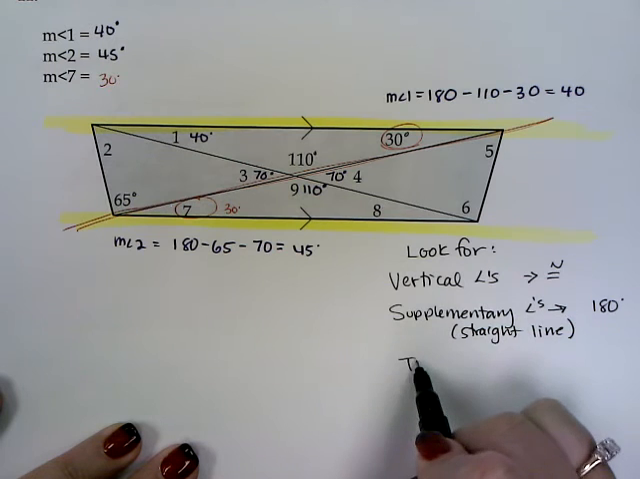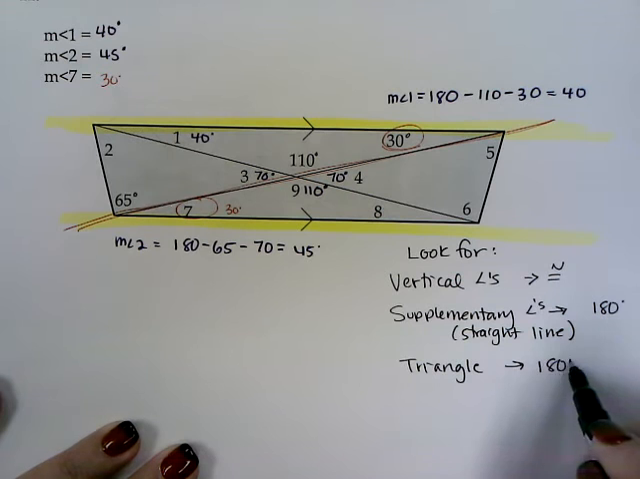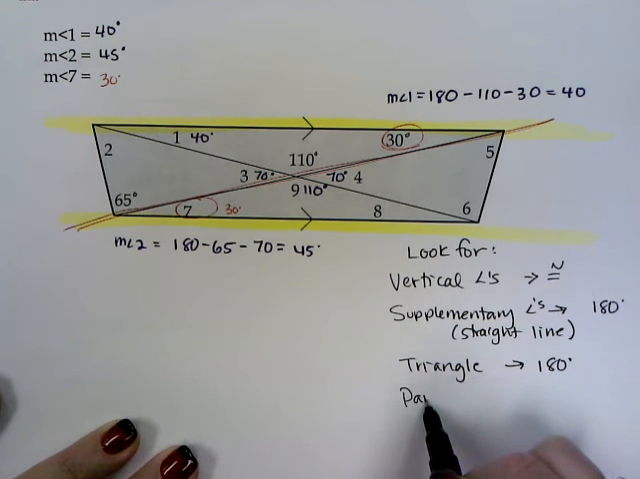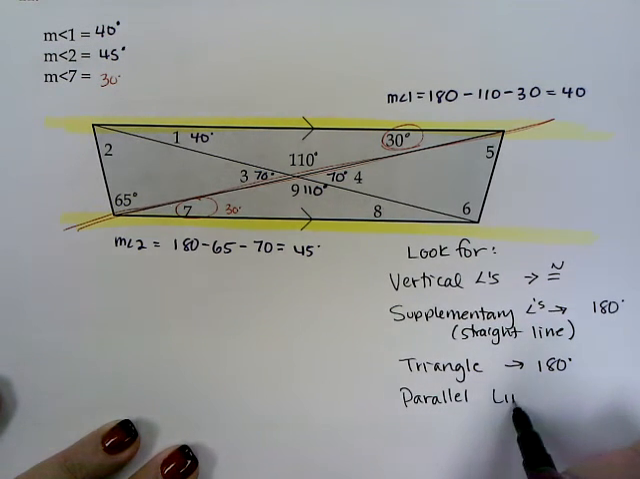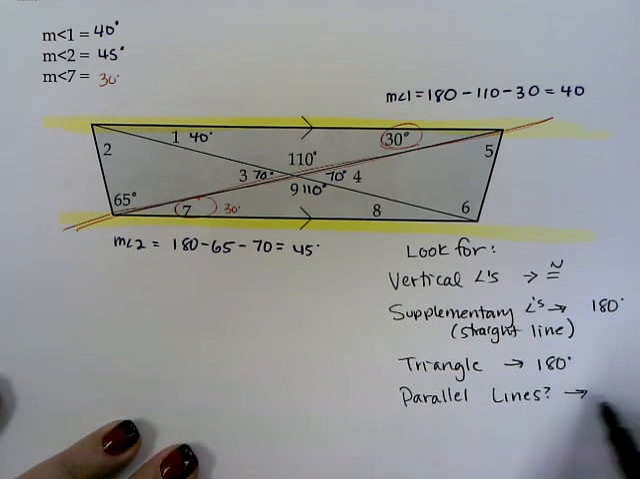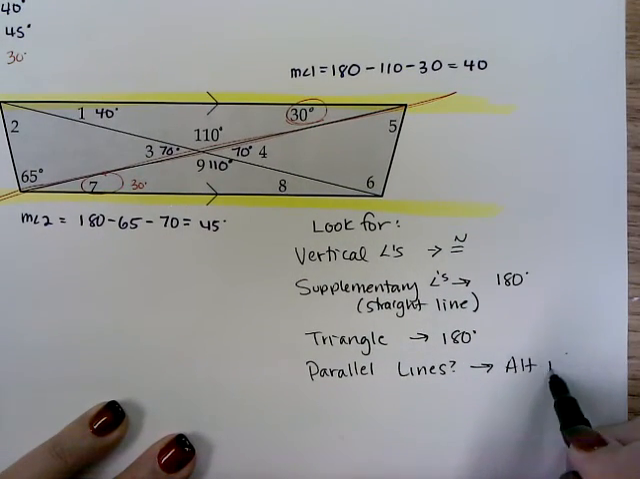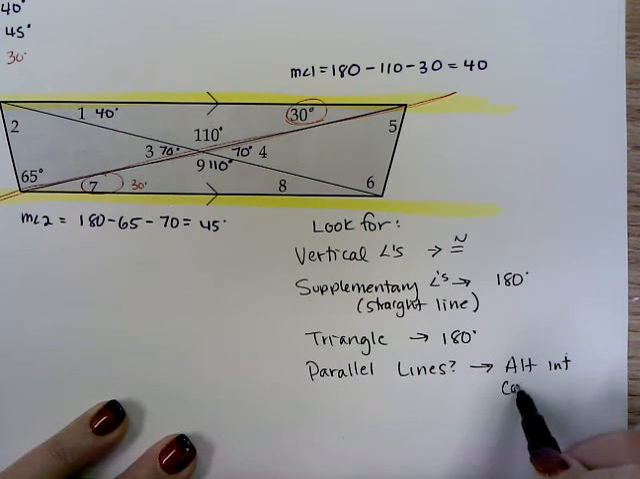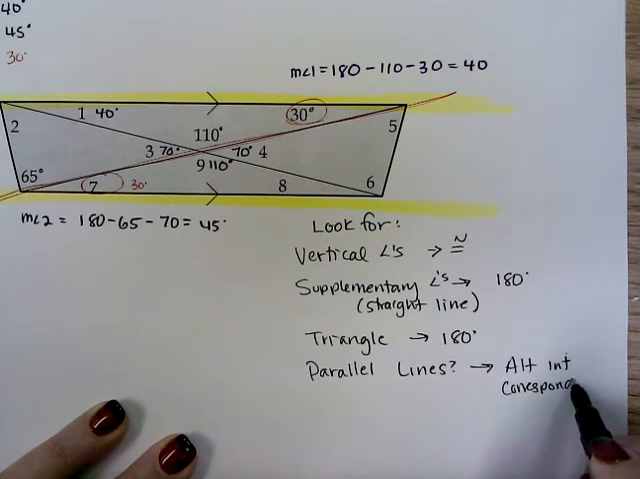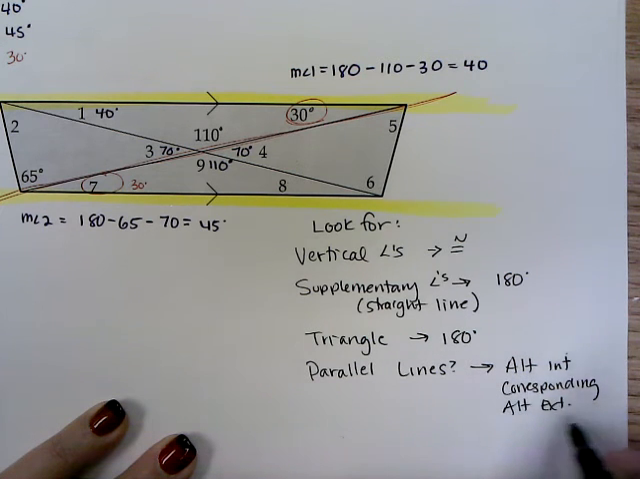Then I look, do I have a triangle? Because triangles make 180 degrees. And then I look to see if I have parallel lines. If I have parallel lines, again, I have my alternate interior that are congruent, corresponding that are congruent. Alternate exterior can happen, not as much, and consecutive interiors, 180.